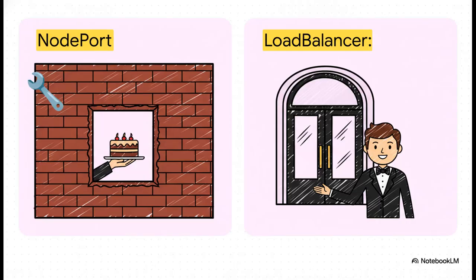To get orders from the outside, we have two main options. First up, there's the NodePort. This is kind of like a takeout window. You're basically drilling a hole into the restaurant wall at the exact same spot or port on every single one of your nodes. It's a bit of a do-it-yourself solution. The customer has to know the exact address of that little window. The other option is the LoadBalancer, which is like having a professional valet service. The valet stands right out front at a single public address and just handles everything for you. It's the much more polished, professional way to get inside.